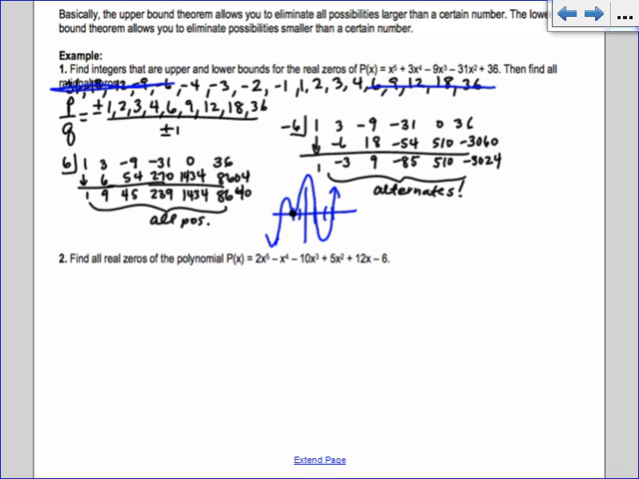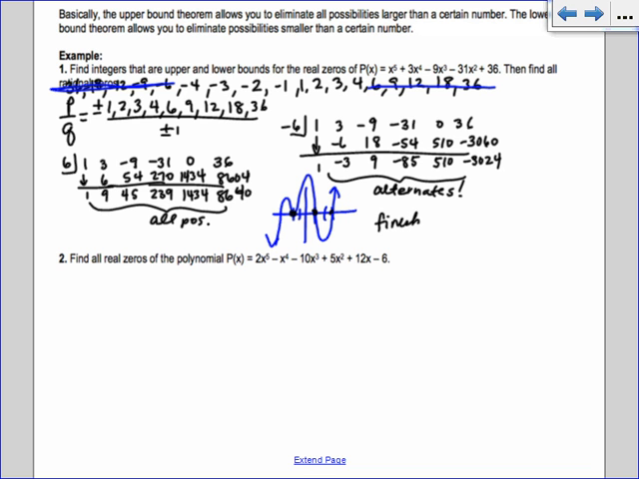So it looks like it bounces at -2. So -2 probably has multiplicity. It looks like it goes through 1, and it looks like it goes through 3. So those would probably be the things that I would try. And those actually do end up being the zeros. So you could finish this out and do the synthetic division, but those are the zeros.